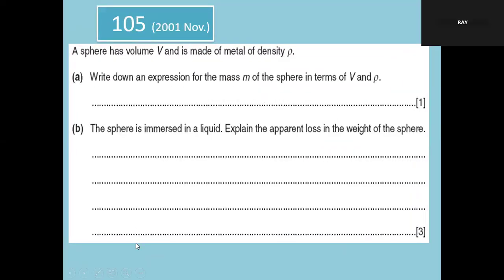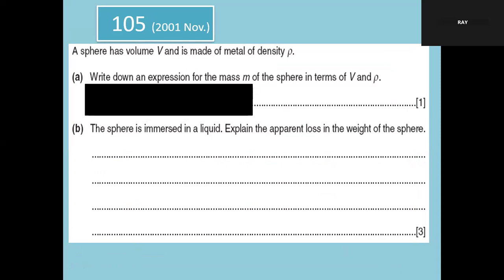Try 105. A sphere has a volume V and is made of a metal of density rho. Write down the expression for mass m of a sphere in terms of V and rho. We will try to combine two parts of the syllabus together, so that they can cover the whole syllabus. Memory work only this one. Density is mass over volume. Rho times V.